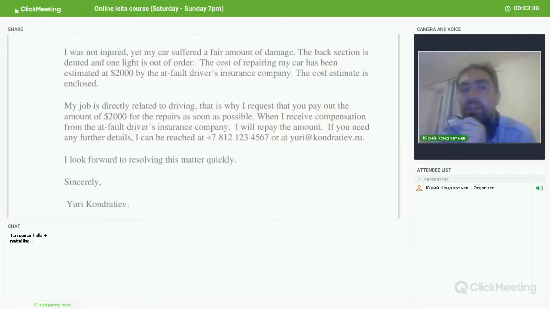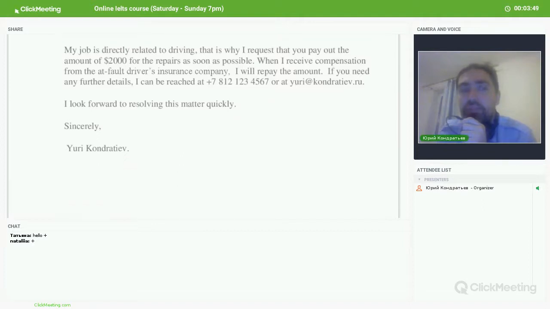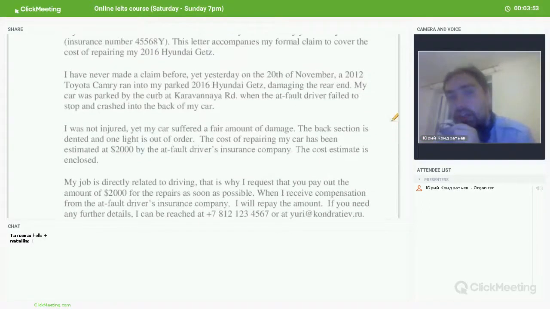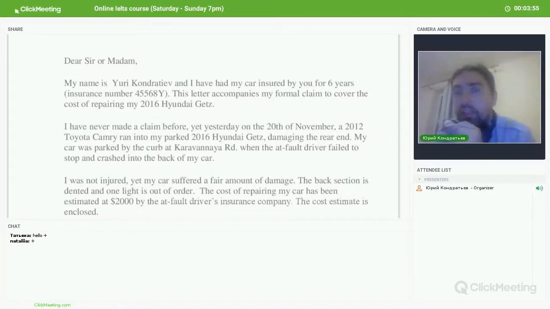If you need any further details, I can be reached at, and there's phone number, or at, there's email. I look forward to resolving this matter quickly. Sincerely, Yuri Kondratiev. Okay, this is an example of a letter. This letter is formal. As you can see, there are no contractions. It uses very formal language.